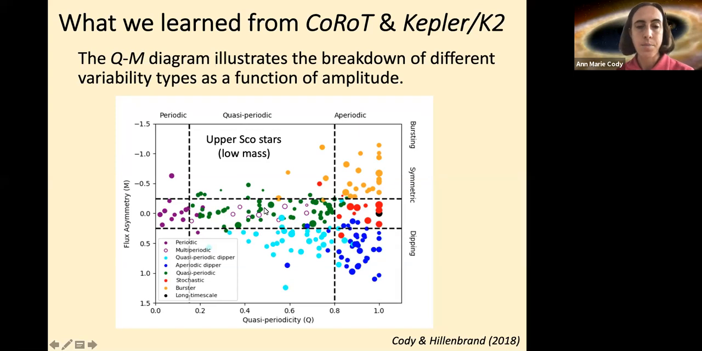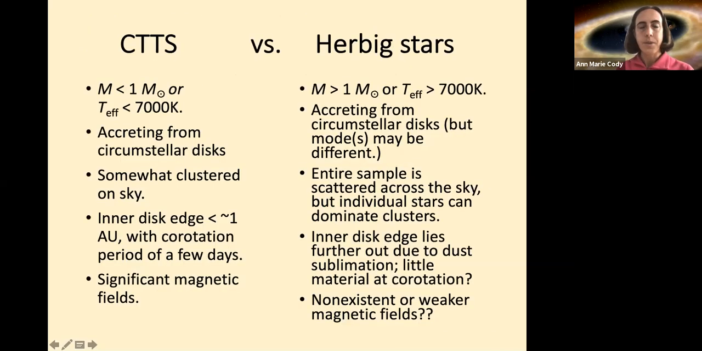The periodic spotted objects show up as purple, and in the bottom left, which is obscured, you would have eclipsing binary systems, which have fading events that are very periodic. There don't happen to be any in this particular sample. So this is what we see for the young low mass stars. Now, what happens when we go to higher mass?